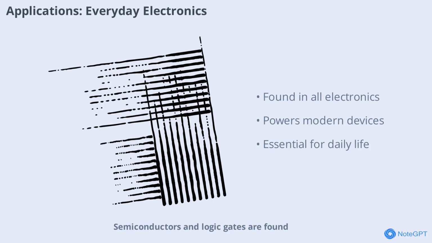Semiconductors and logic gates are found in almost every electronic device you use. From smartphones and laptops to cars and appliances, these components make modern life possible. Understanding how they work helps us appreciate the technology we rely on every day.